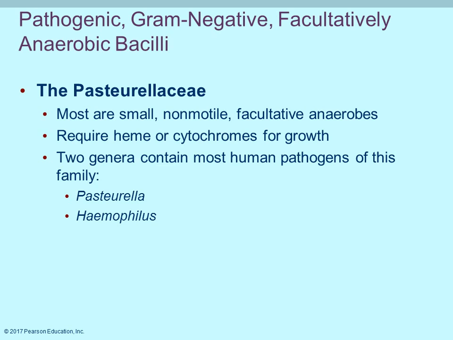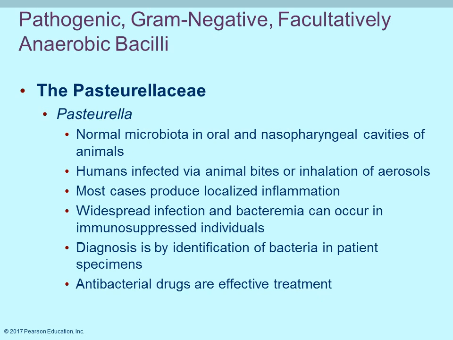Pasteurellariaceae is one of the other families that we had talked about, still gram-negative. Most of these are small, non-motile. They're facultative anaerobes. They have usually some additional requirements for growth, such as heme or cytochromes. The 2 main genera of human pathogens would be the Pasteurella and the Haemophilus.